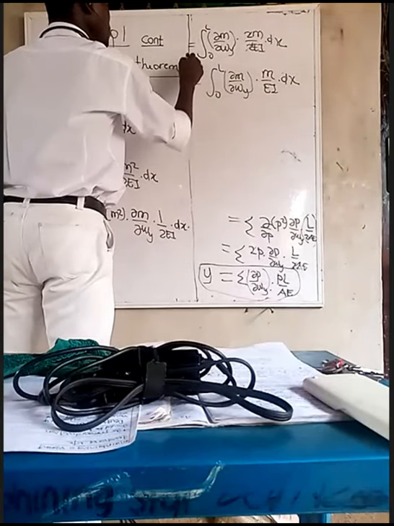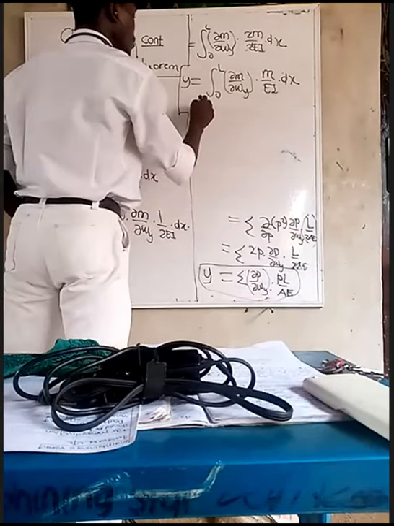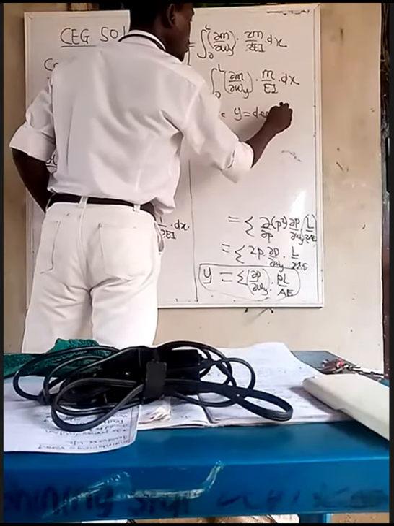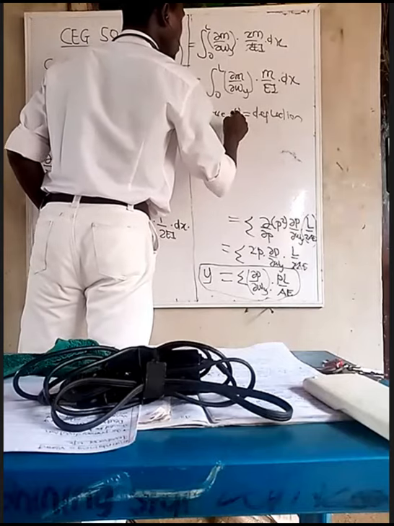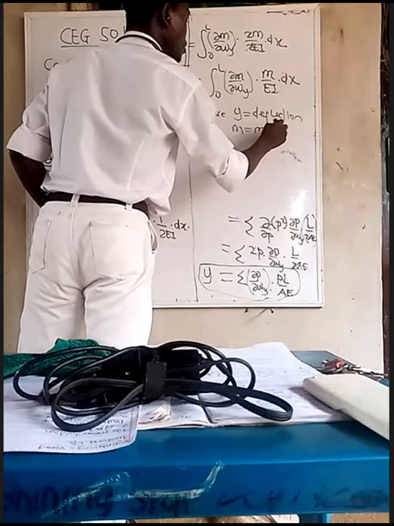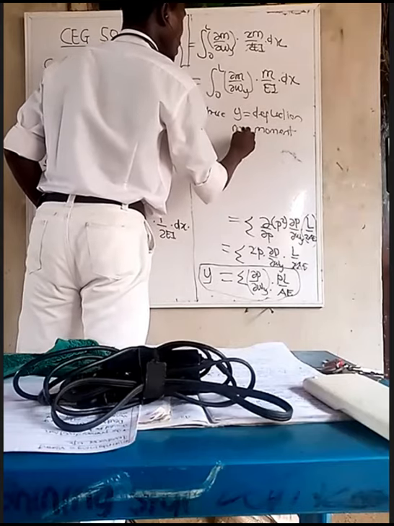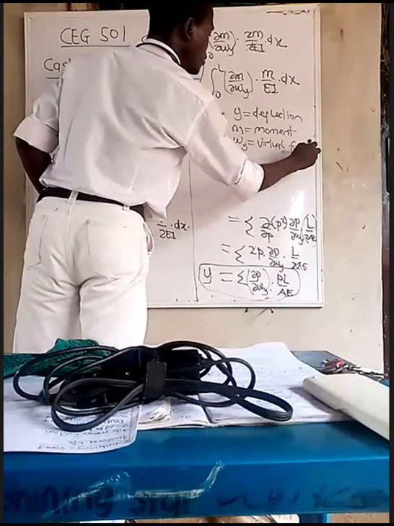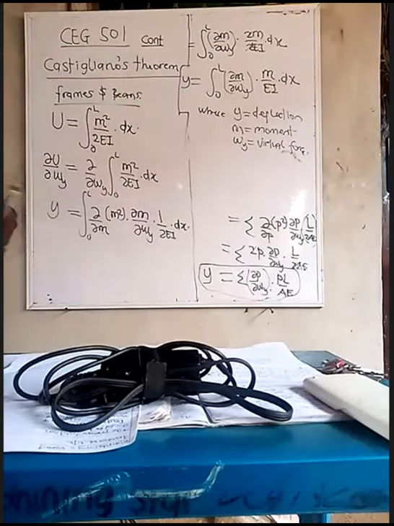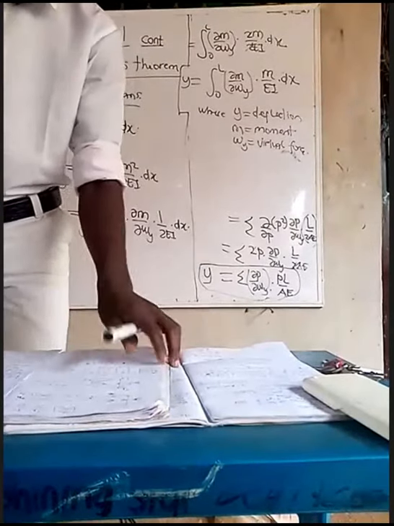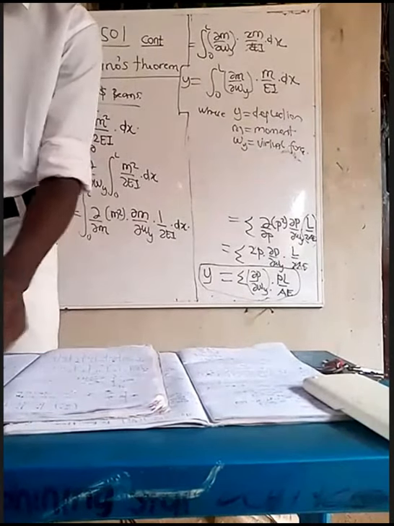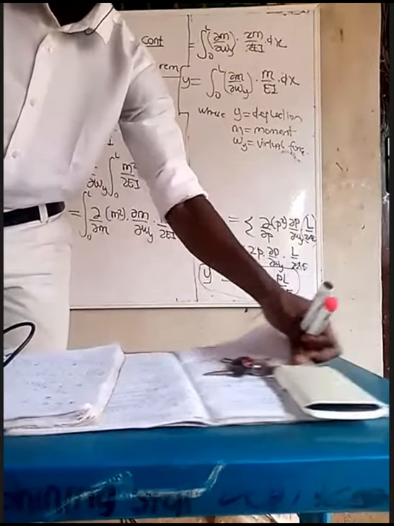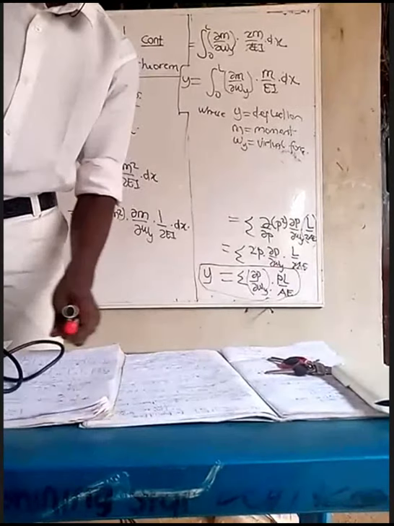I'm using y to represent deflection, where y is deflection, M is moment, and Wy is a virtual force. So without any further waste of time, let's delve into calculations related to applications of Castigliano's theorem to beams and frames.